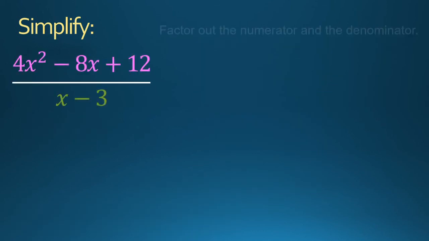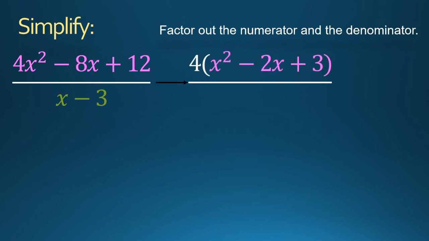For our last given, 4x squared minus 8x plus 12 all over x minus 3. So again, factor out the numerator and the denominator. Look at the numerator. The terms have the greatest common monomial factor. They can all be divided by 4. So let us place 4 outside the parentheses and divide each term of the original polynomial by 4. So here's the answer, x squared minus 2x plus 3. Then let's copy the denominator since it's not factorable anymore.